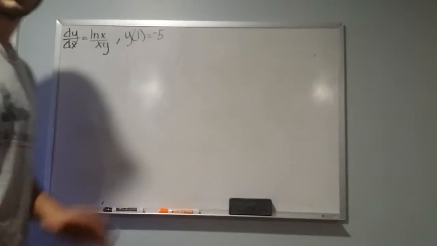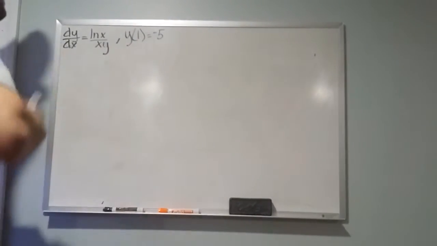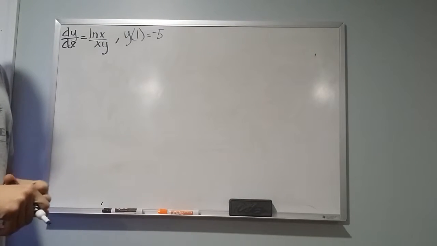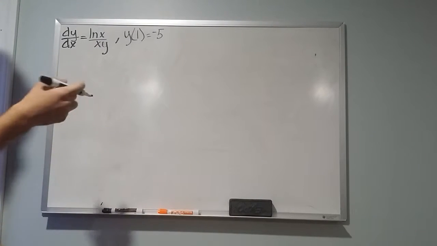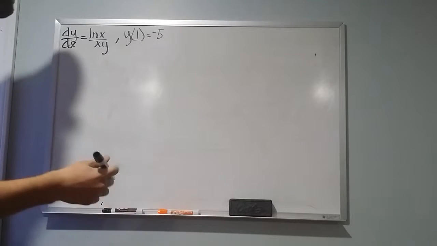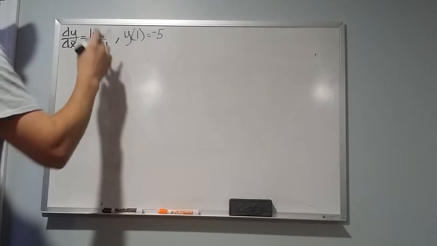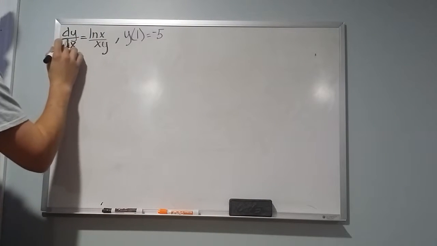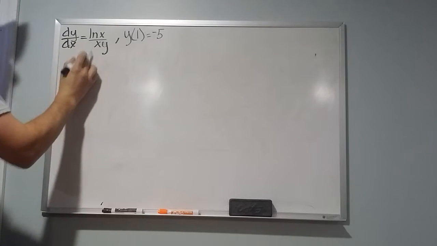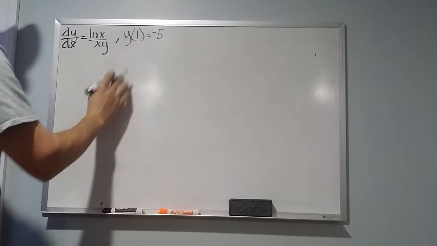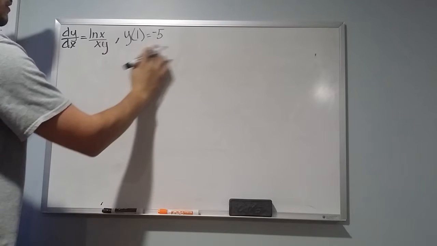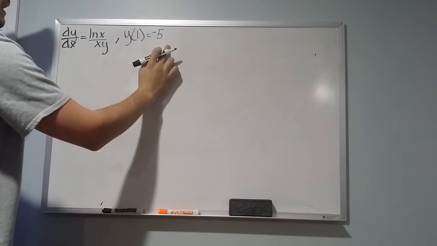Okay, here we go, number 8. So, doing a separation of variables problem. This is homework number 2, problem 23. And here we go. So we have dy/dx equals the natural log of x over xy. And then they give us this initial condition, y of 1 equals negative 5.